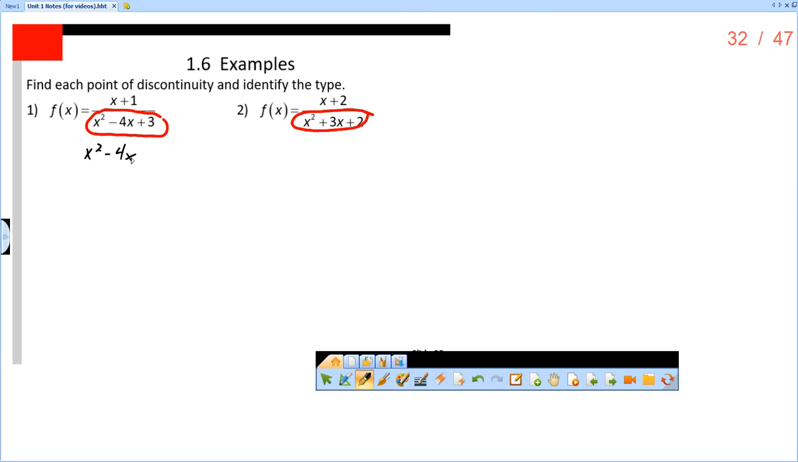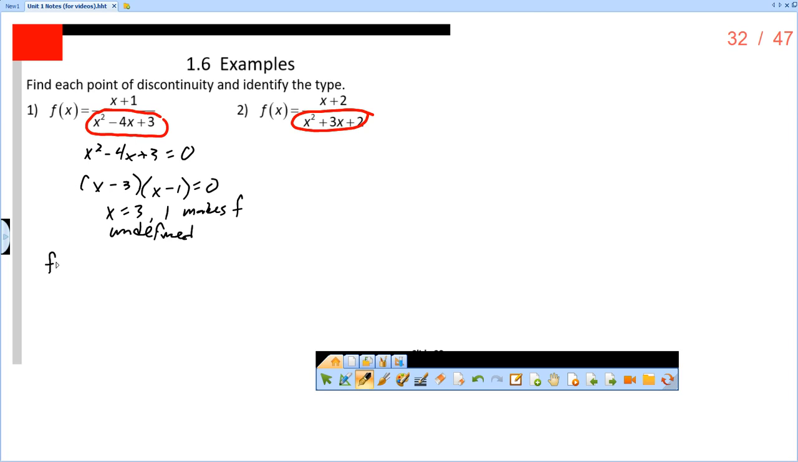So x squared minus 4x plus 3 equals 0. I'm going to factor: x minus 3 and x minus 1. And so x equals 3 or 1. Remember, what does that mean? That means x equals 3 or 1 makes f undefined. So if that makes f undefined, then we know there is a discontinuity there. Now we just need to think about what type.